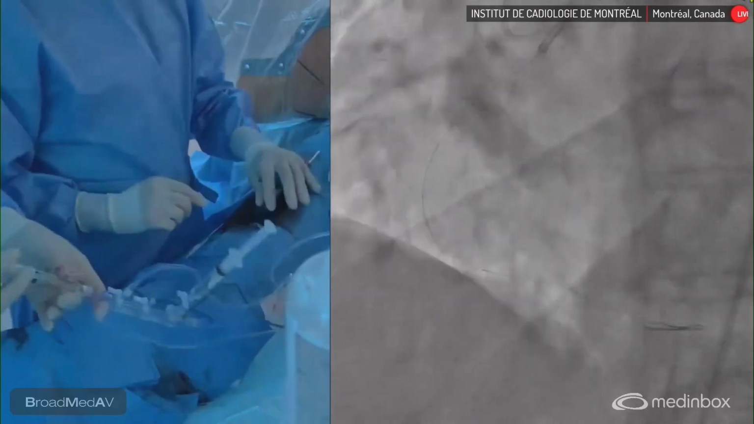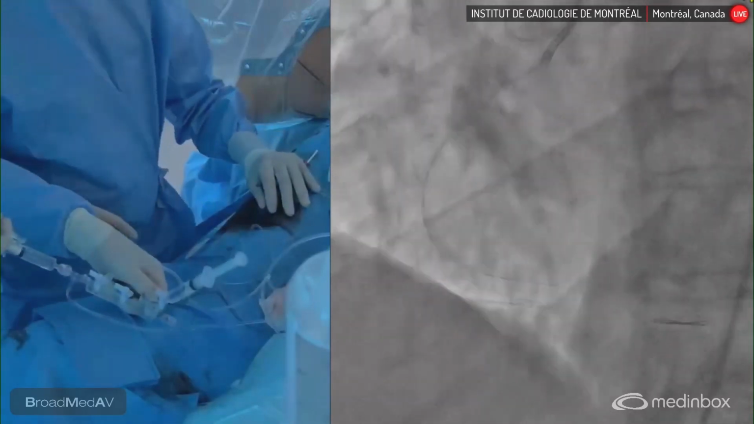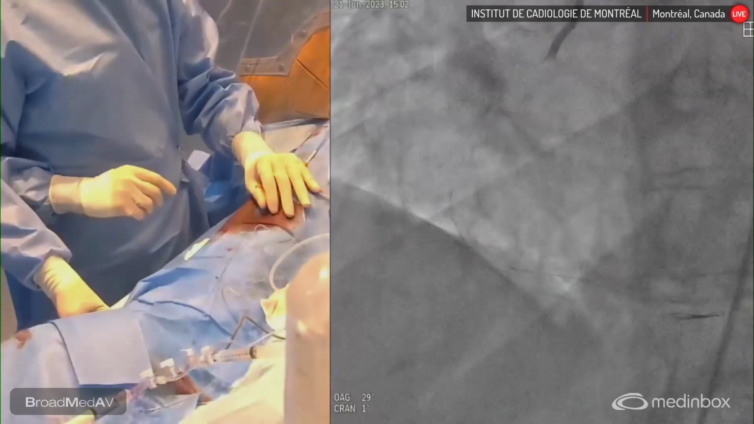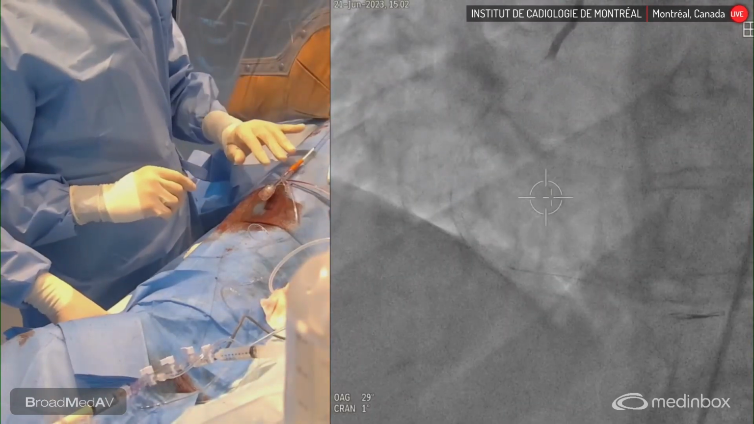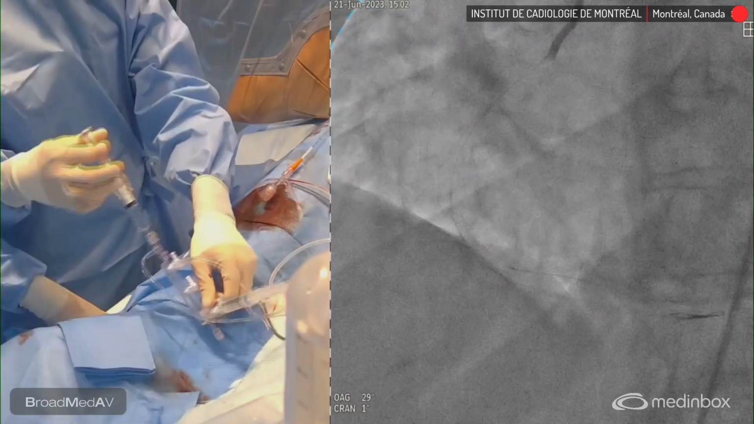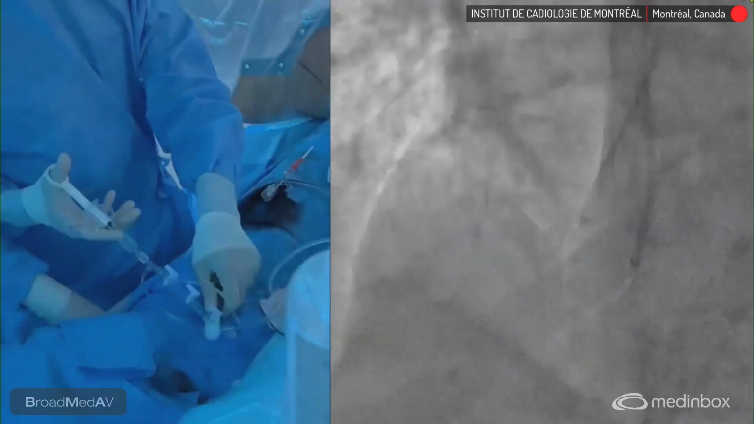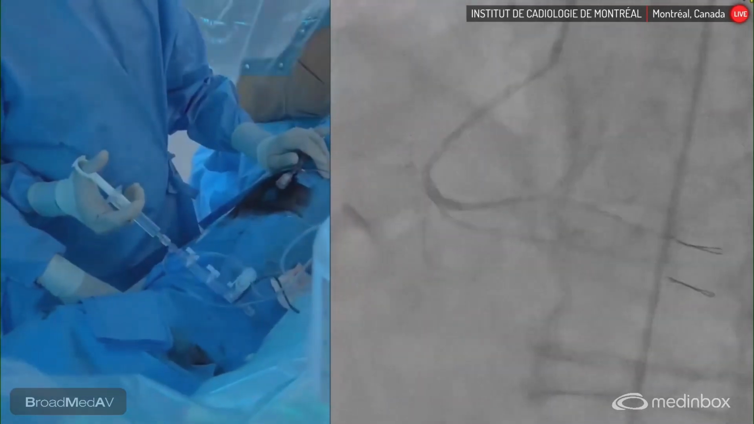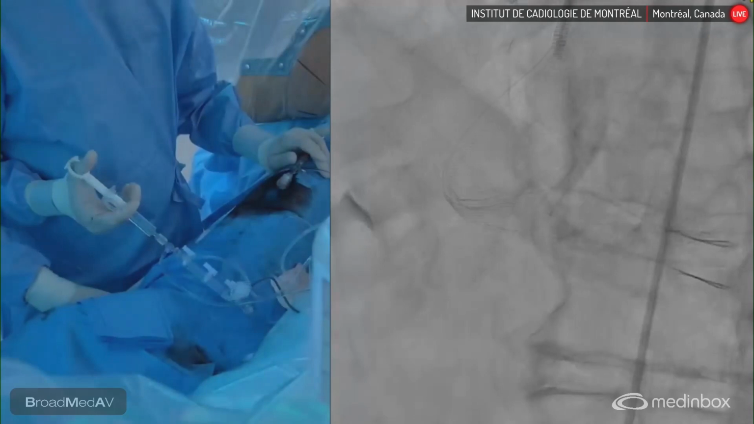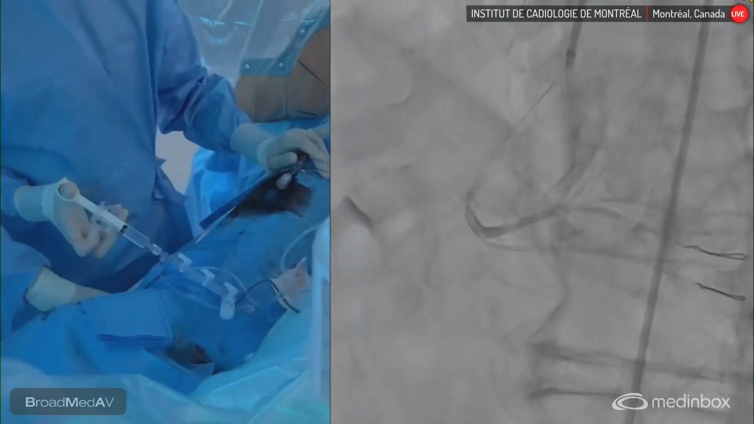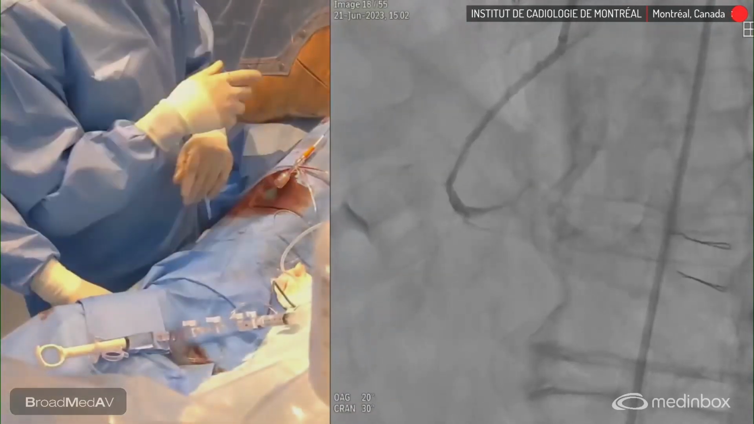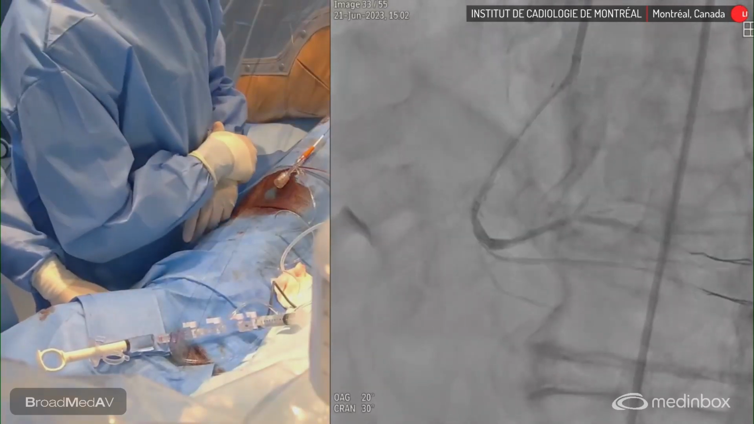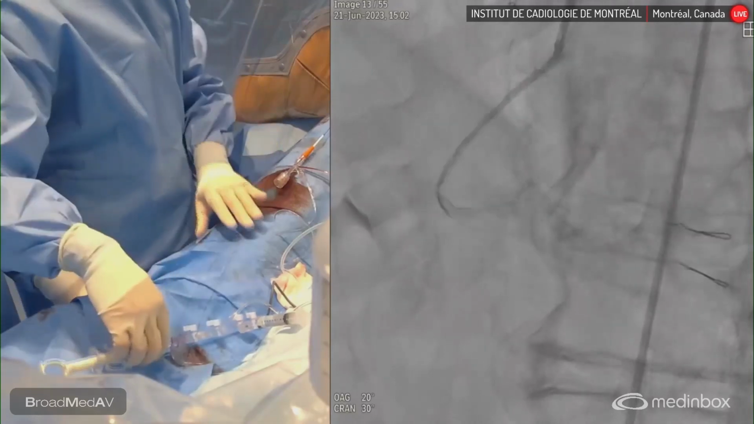So we'll take a small test, see if the bifurcation is okay. And if the branch is still there, it's a bit pinched. Let's go to AP cranial to see the tip. To see the branch, yeah, because we didn't see it so well. Oh, it's pinched. You want to do it? Let's get another run through.